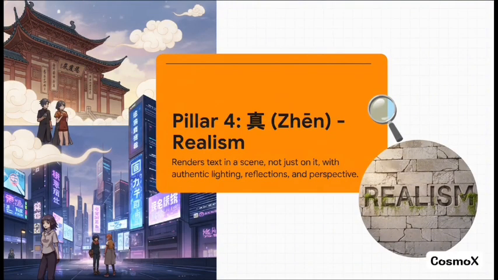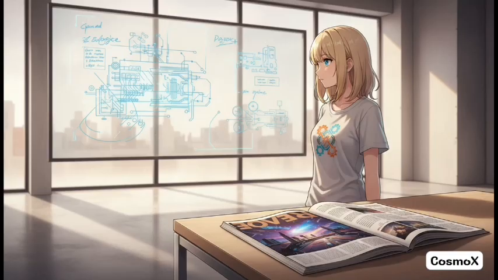Okay, our fourth pillar takes us straight into the physical world. Realism, or Gen. This is all about the model's ability to make text look like it truly belongs in a scene. It understands materials, lighting, and perspective, so it renders text not just on an image, but in it. And this is a fantastic example of that. In just one single image that the model generated, it rendered text in all these different ways. You've got handwritten notes on a reflective glass whiteboard, a logo on the fabric of a t-shirt, text on a magazine cover with perfect perspective, and even a hand-drawn schematic. It calculates how light and texture should affect every single one, making the final image just incredibly believable.